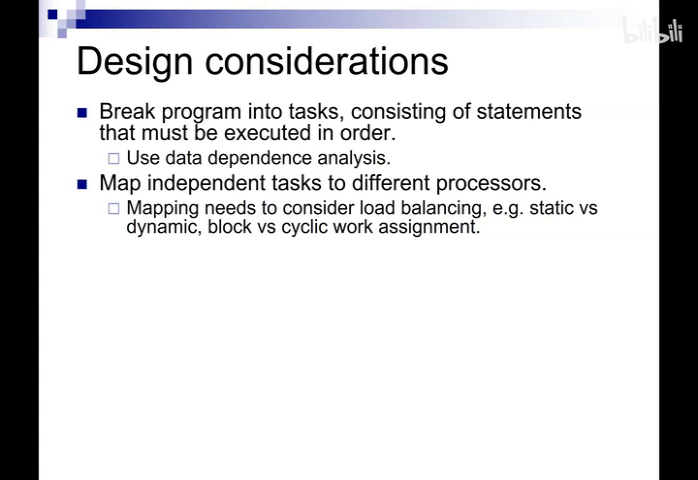Once you've done that, you can take your independent tasks and map them onto processors. When you do this, one of the big things is to load balance. For example, we looked at methods in OpenMP to load balance, such as using static or dynamic allocation of the work, or using a block or cyclic allocation of the work.